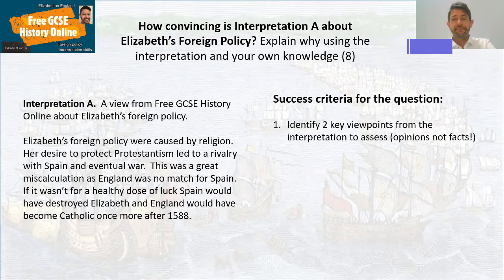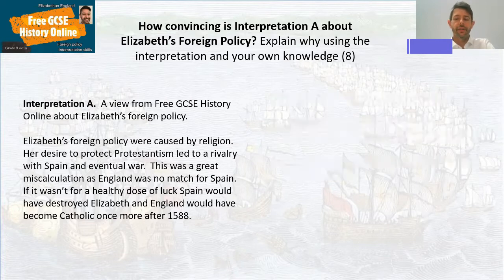So firstly, you need to identify two viewpoints from this interpretation. Different to your depth study topic interpretations, where you've got your 3 interpretation questions on your international depth study on paper 1, this is more of just 2 messages from the one interpretation rather than a message from each of the interpretations like you have in your paper 1 work. So we need to identify 2 views.